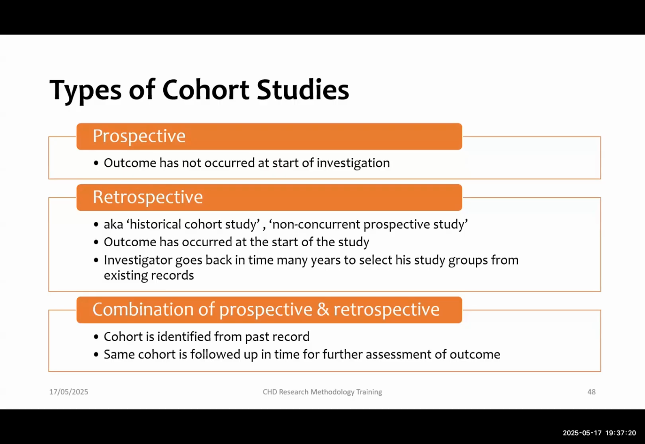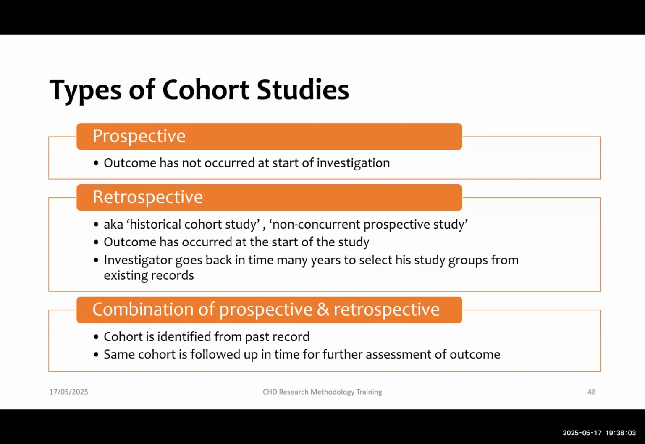In a retrospective cohort study, also known as a historic cohort study or non-concurrent cohort study, the outcome has occurred at the start of the study. The outcome may have occurred in some people at the start. So the investigator goes back in time many years to select the study group from existing records, identifies those who were exposed, and follows them up to see what proportion of them came down with the disease and who did not.